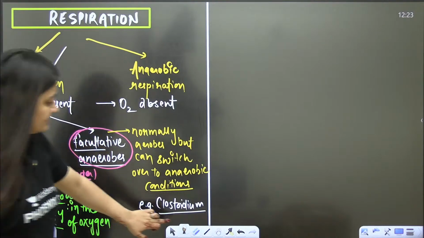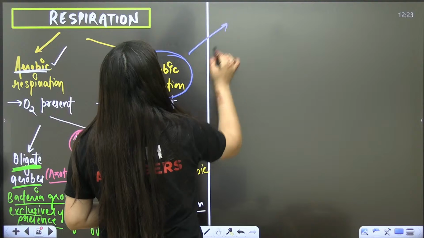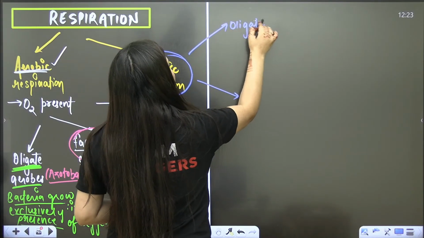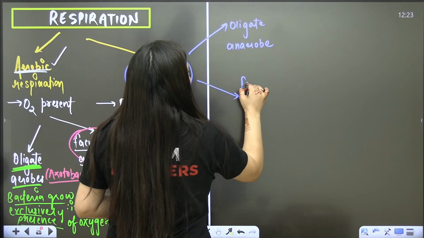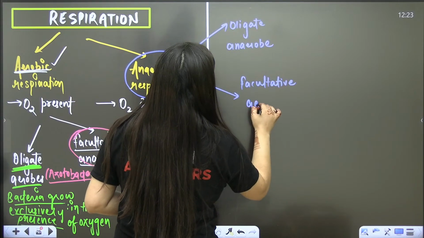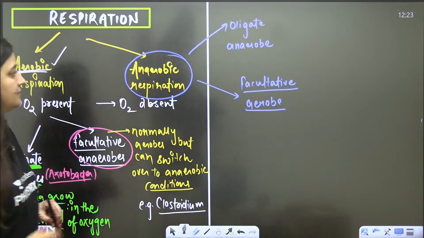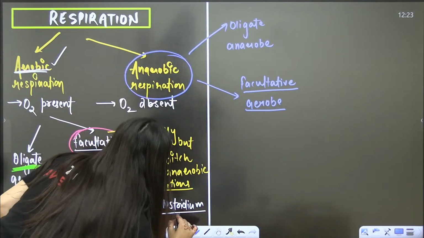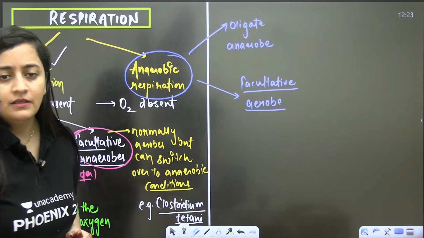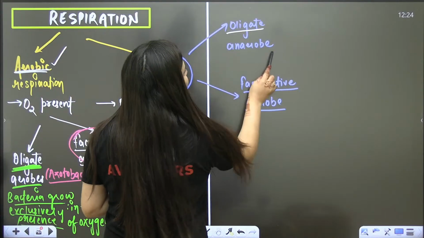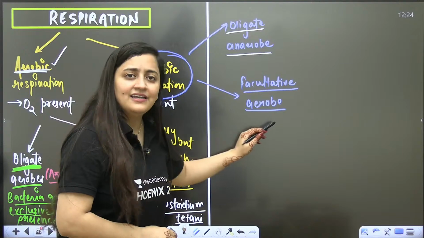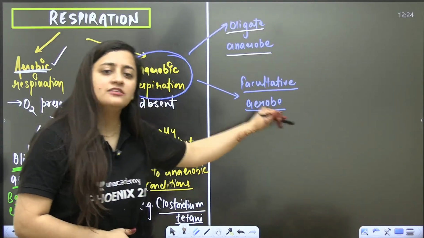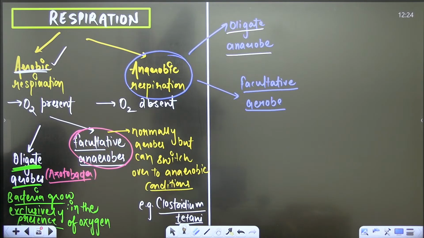Now I think there is no need to explain it, you can understand it. If it is an obligate anaerobe, what is the meaning of that? And what is the meaning of facultative aerobe? Obviously, obligate anaerobe needs anaerobic conditions only. Facultative aerobe is normally anaerobic, but can switch to the aerobic method as well if oxygen is available. Is that clear?